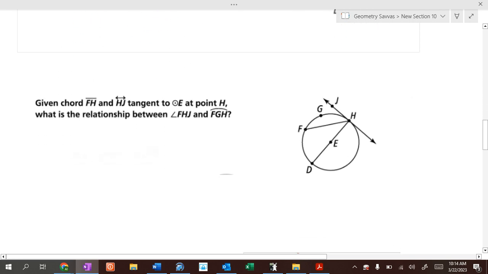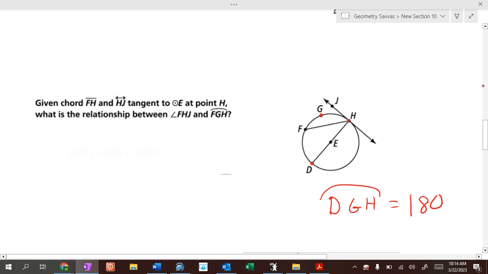All right, so here's a diameter and a chord. How big is arc DGH if it contains the diameter of the circle? How many degrees is that? 180. It's half the circle, right? Because the diameter cuts the circle into two congruent pieces, so that's 180 degrees.